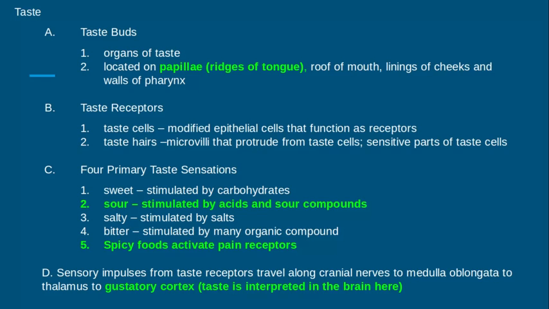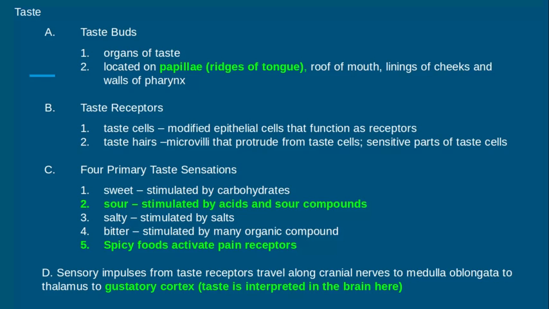Okay, and then the 4 primary taste sensations, this would be sweet. These are stimulated by carbs. Sour, stimulated by acids and sour compounds. Salty would be stimulated by salts. Bitter is stimulated by many organic compounds. And then spicy foods, they activate our pain receptors. Some of you have more weak receptors on this end than others, possibly, if you can handle a lot spicier food than others. And then on the spicy foods was on the next page.